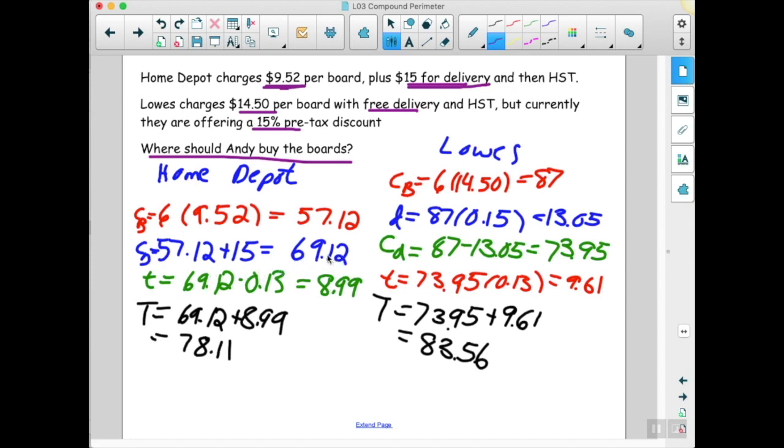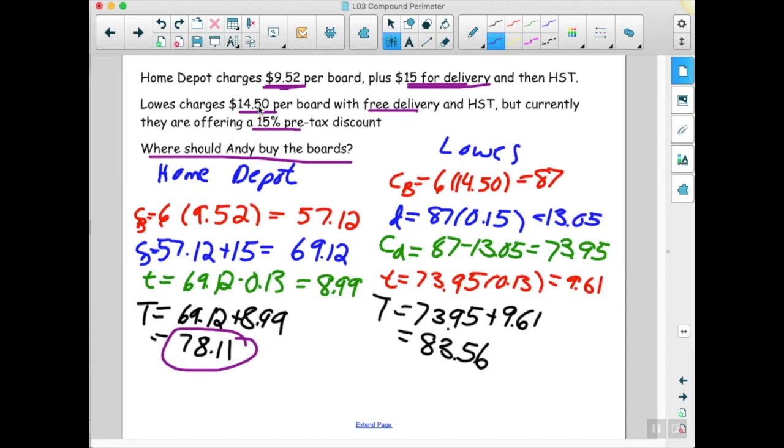And then I'm going to have to figure out the tax. And the tax, HST is 13%. Our harmonized sales tax. So 13% of $69.12 is $8.99, and then the total would be $69.12 plus $8.99. So there's the total cost for Home Depot. It's going to be $78.11.